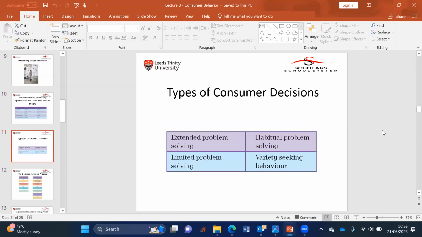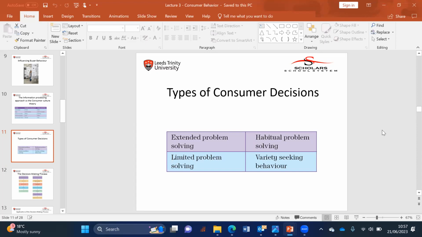Okay, let's look at types of customers. There's extended problem solving. That is when the purchase decision is a big decision. So the person buying needs to do extended problem solving. They need to look at all the options they have. They need to look at resources. They need to research. They need to take time. So for example, the university that you want to study in, the car you want to buy, the house you want to buy, those are extended problem solving decisions.